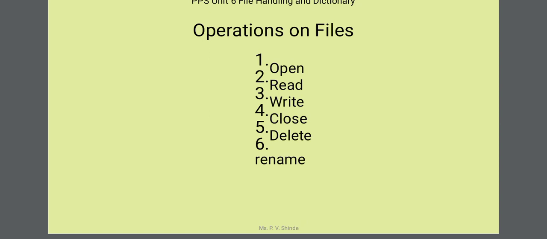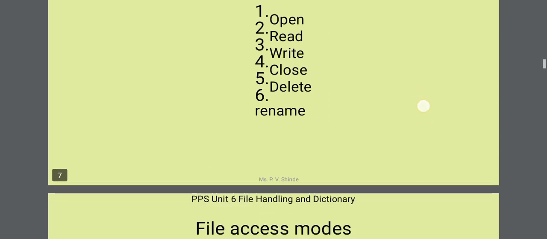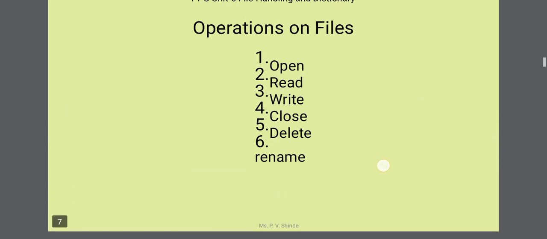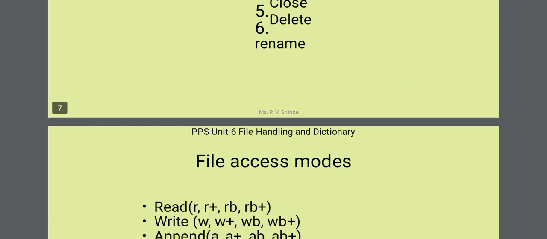Everyone, in the previous lecture we have seen basics of files, introduction to files, types of files, ASCII files and binary file. Now today we will see the next topic, that is, the operations that can be done on a file and the access modes that should be used on a file. The first one, operations on file: open, read, write, close, delete and rename. These are the basic operations on file. We will see them one by one by looking into examples.